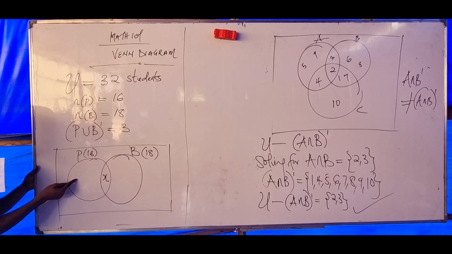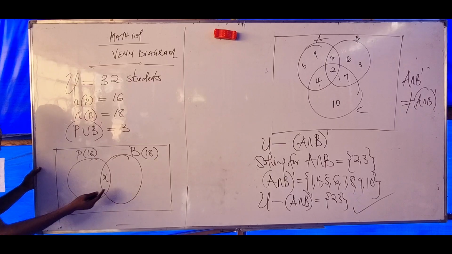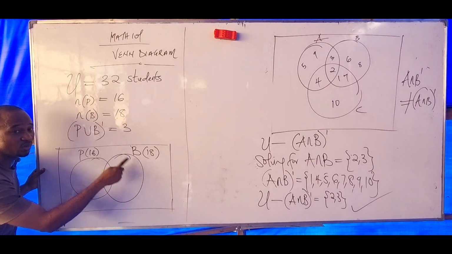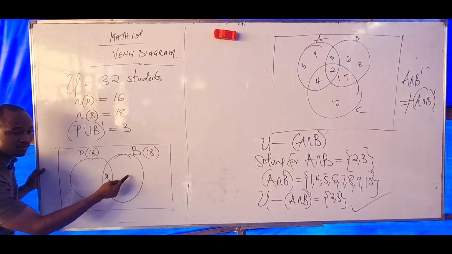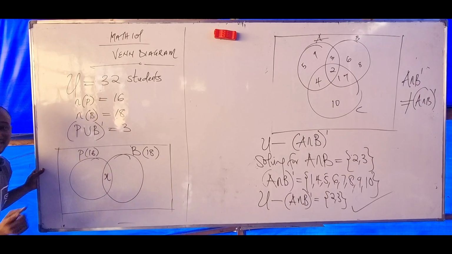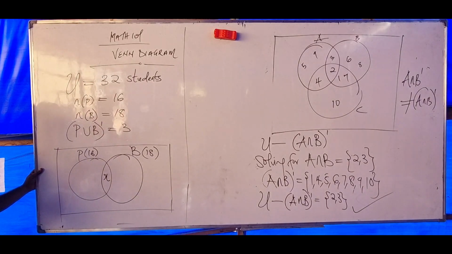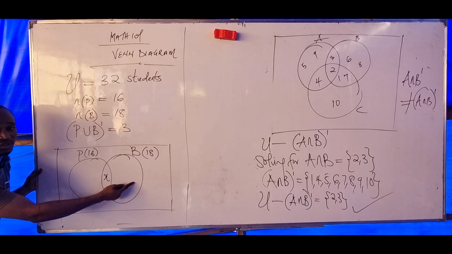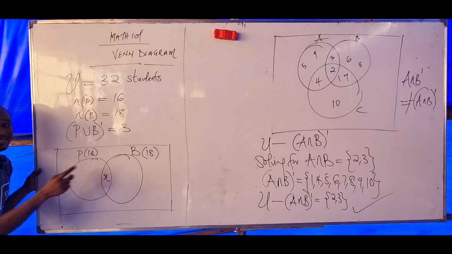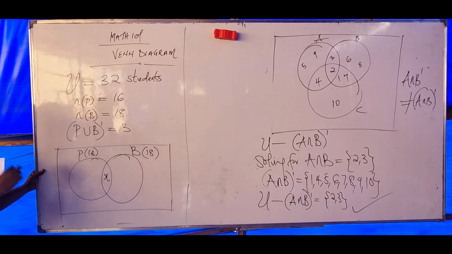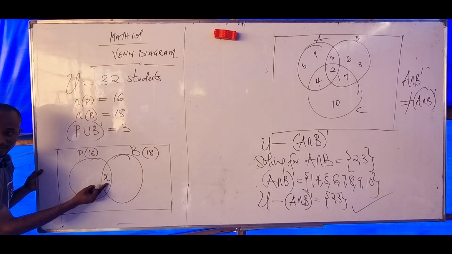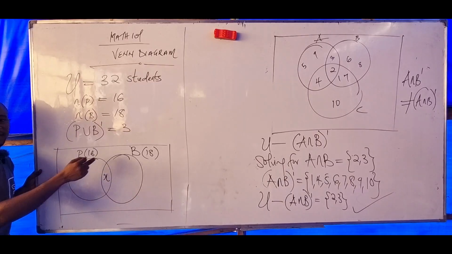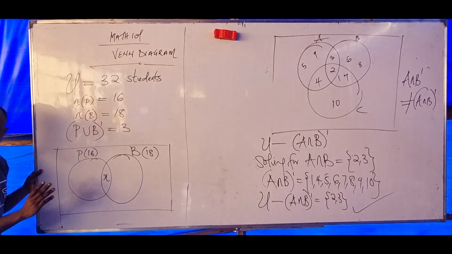Where is physics only? This region. Are you getting the concept here? What do you call here? Biology, but not biology what? Only. Where is biology only? Yeah. When they say exactly one subject, it means either physics only or biology only. When they say exactly 2, it means X. X are those that offer both physics and biology. Am I communicating here?